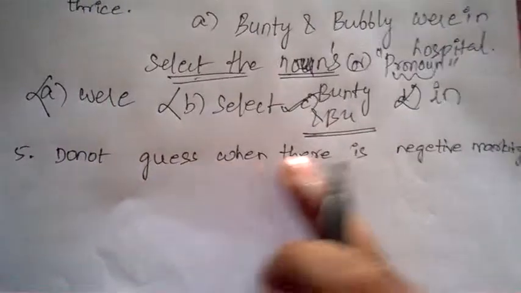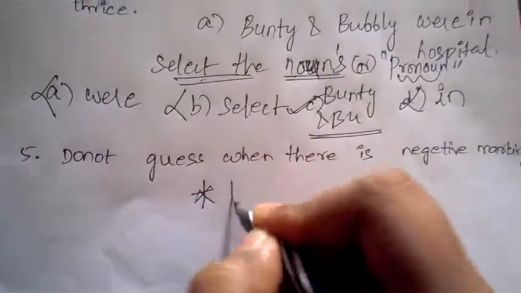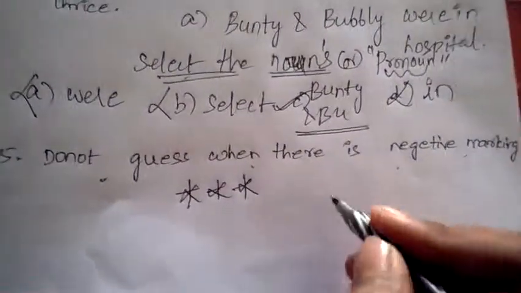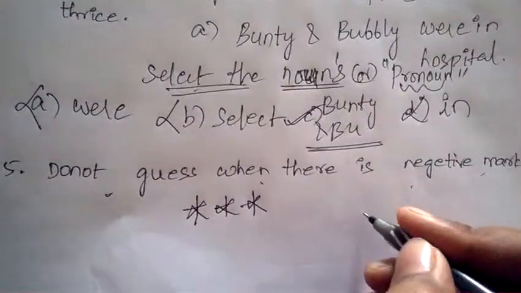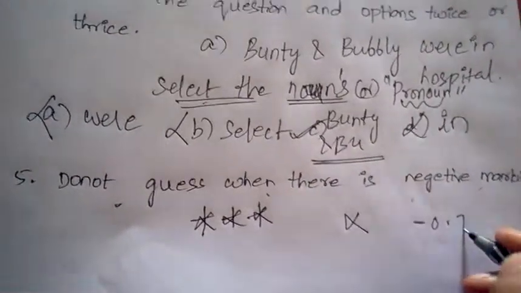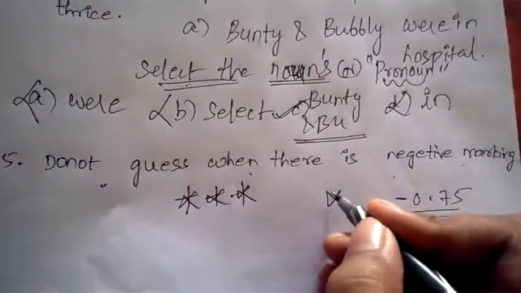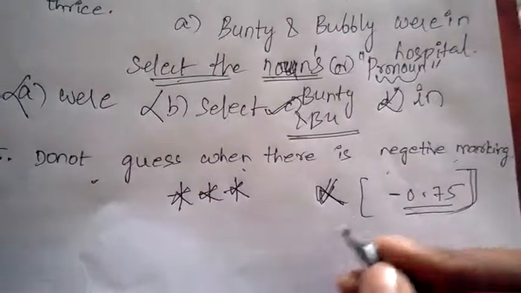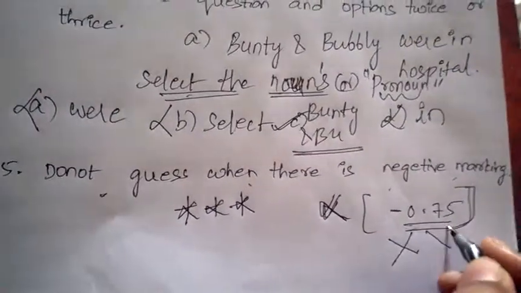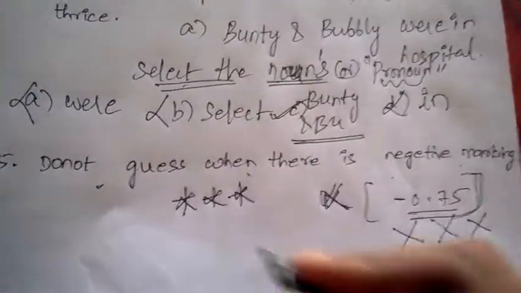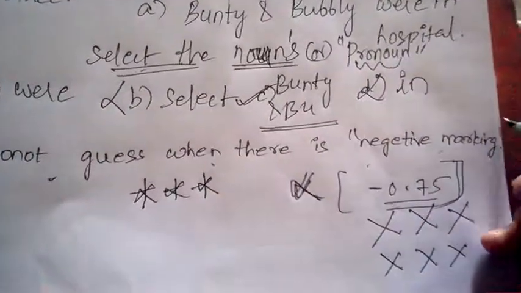Next, do not guess. This is the most important thing to remember in the exam. Do not guess when there is negative marking. Negative marking means if you put a wrong answer, they will deduct some marks, okay? And if you guess and put a wrong answer, you are wantedly reducing your marks, okay? So don't ever try cheat codes or try to guess when there is negative marking, okay? Just remember this. So all the best for your exam.